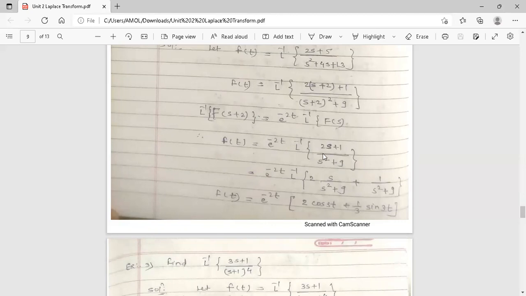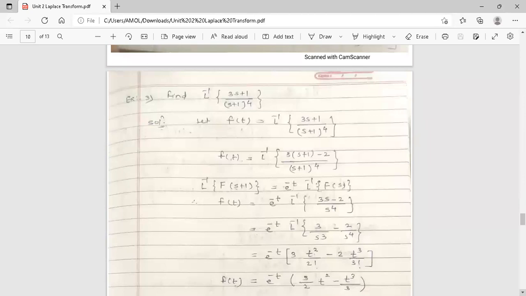Now in the numerator there is an addition of 2 terms, so you separate both the terms. So e raised to minus 2t as it is, inverse Laplace transform of 2 constant, s upon s square plus 9, plus 1 upon s square plus 9. So f of t is equal to e raised to minus 2t as it is. 2 is a constant term, so it is as 2 as it is. S upon s square plus 9: inverse Laplace of s upon s square plus 9 is cos 3t. And inverse Laplace transform of 1 upon s square plus 9 is sin 3t upon 3. So this is your answer for the second example.